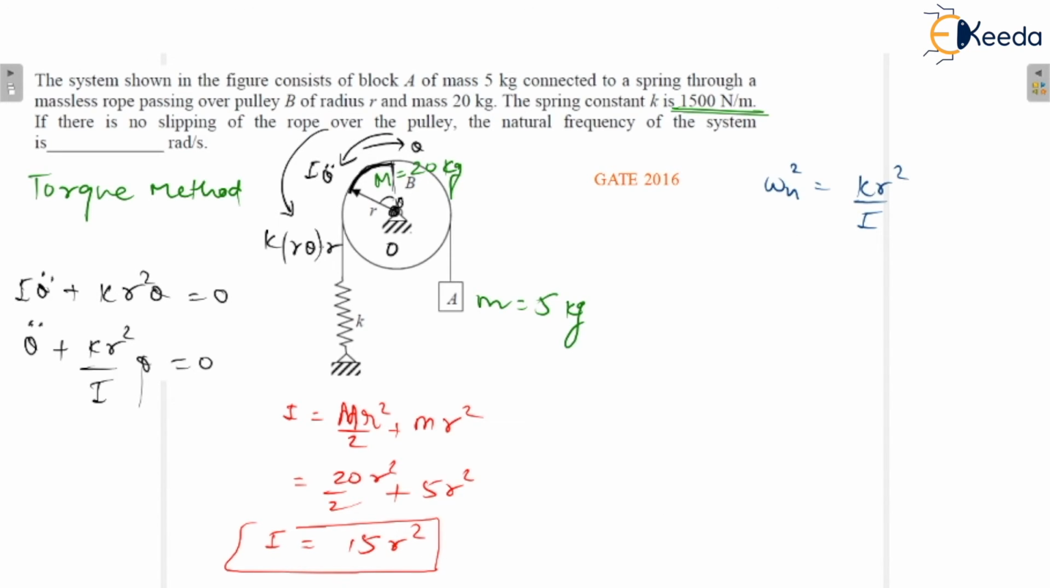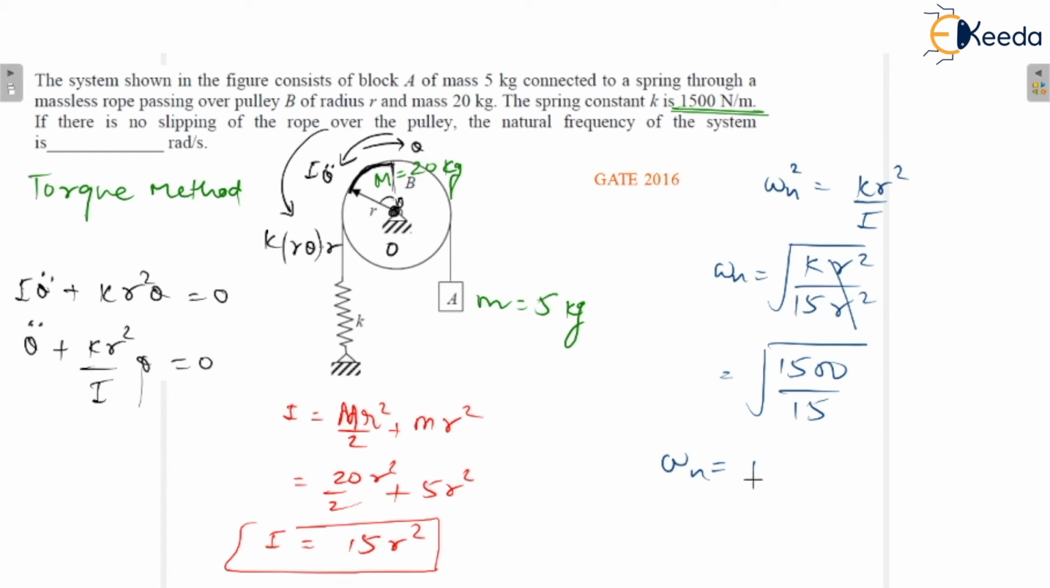We just have to put this value here. So omega n would be equal to the square root of k r square upon I, where I is 15 r square. The r square would cancel out, and the k value is given as 1500 Newton per meter. So 1500 upon 15, and you will get omega n, that is 10 radian per second. So the answer is 10 radian per second.